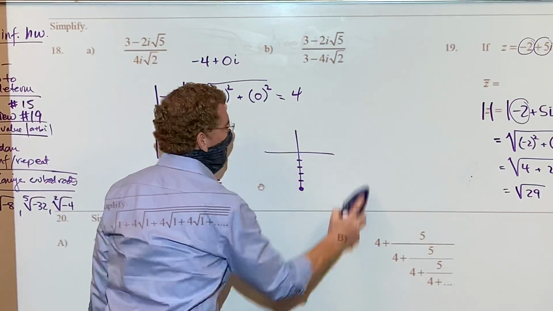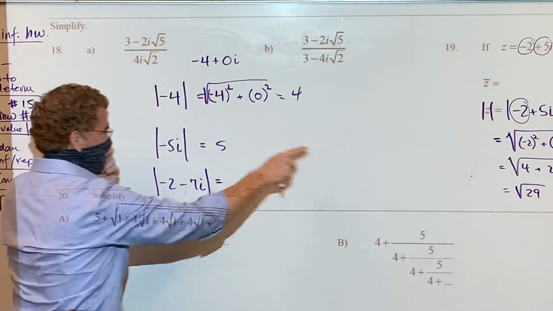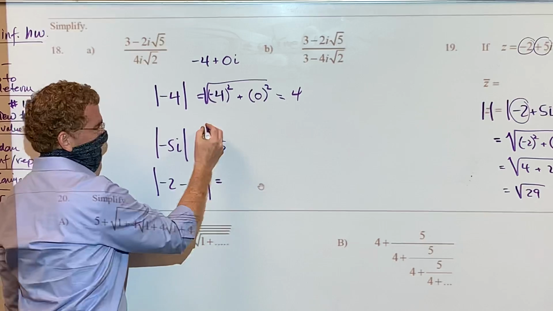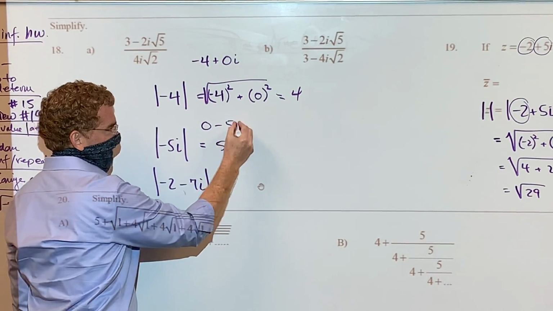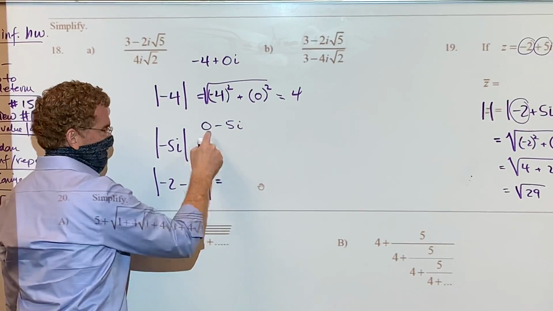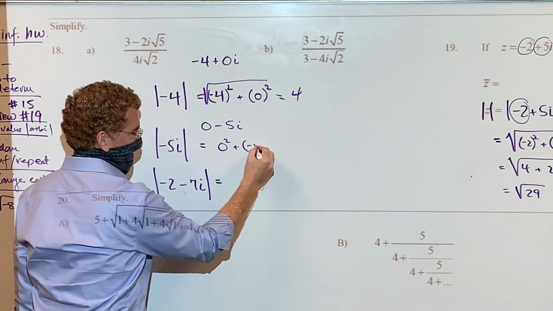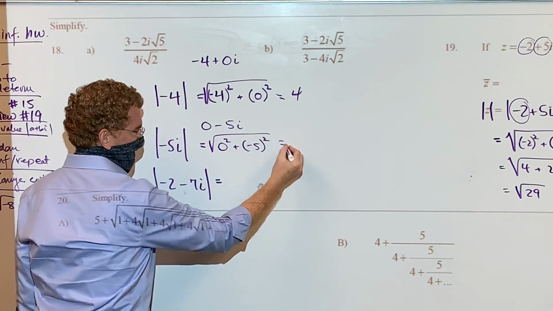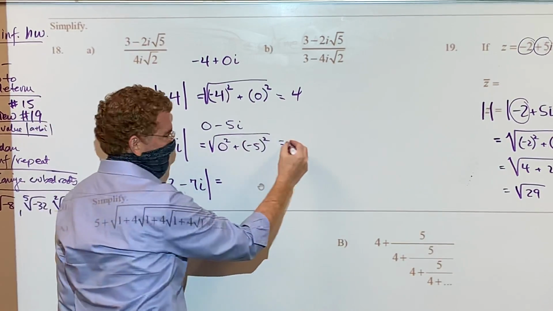But if you didn't know that, how could you use this definition? This number's really what? 0 minus 5i, right? So couldn't you say 0 squared, -5 squared, and then square root it, and you get 0 plus 25 is 25, square root of 25, there's your 5.